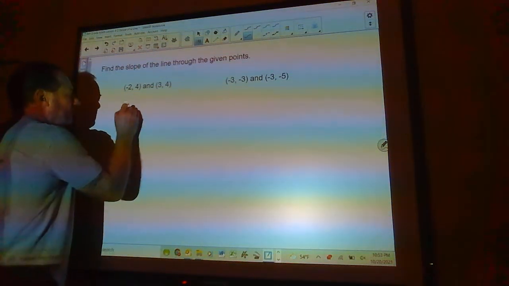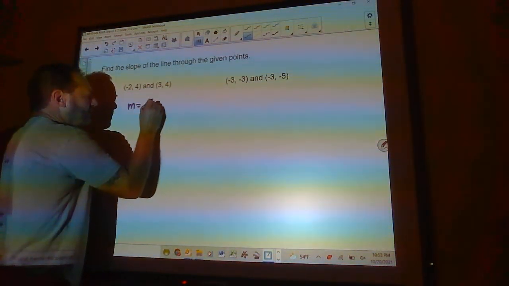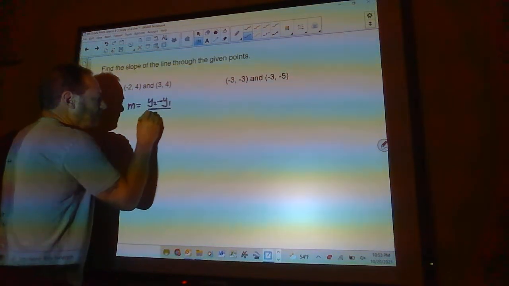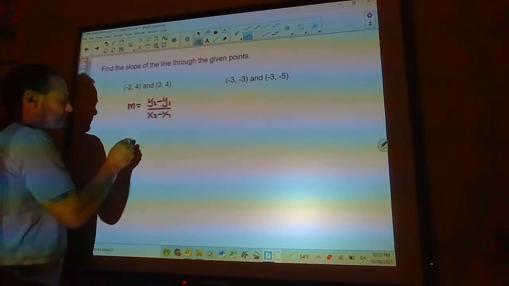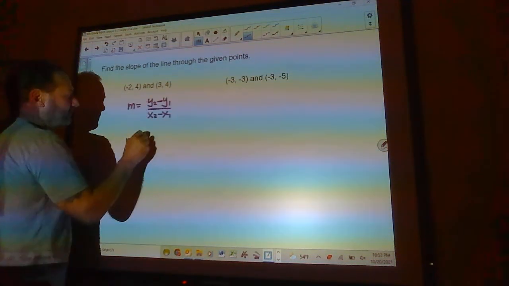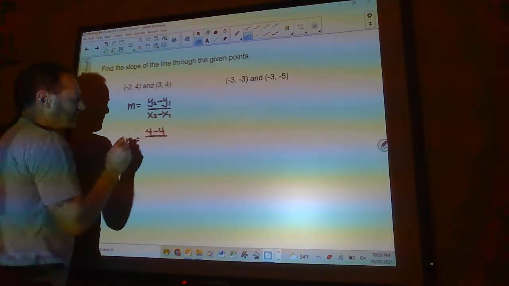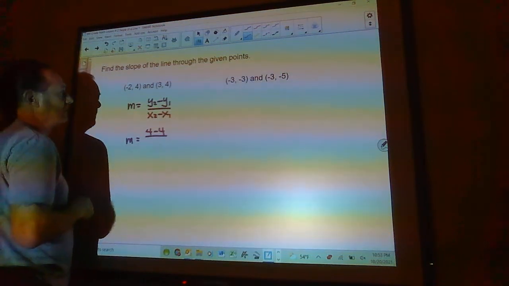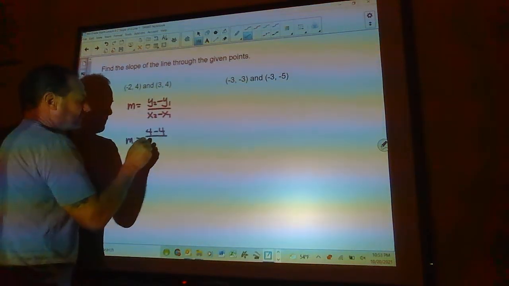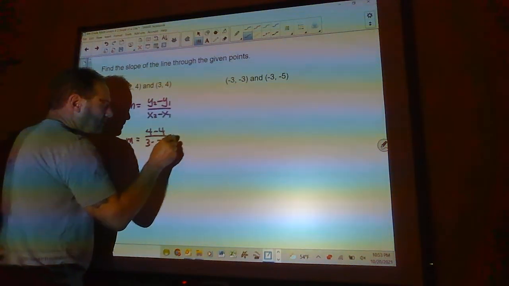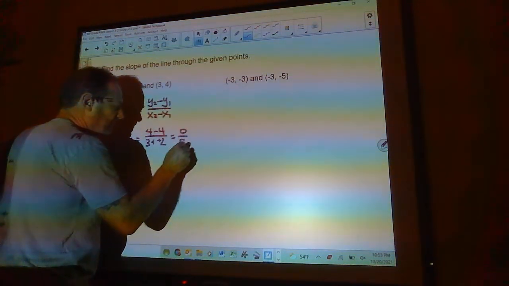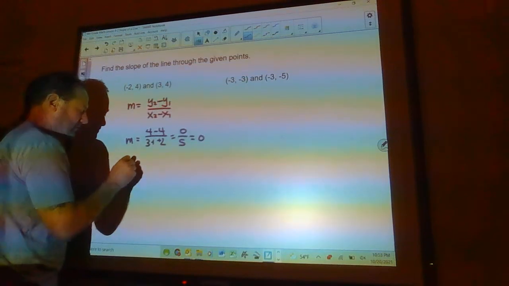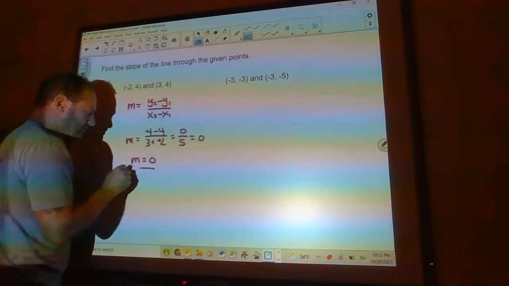Okay, this one here, slope is y2 minus y1 over x2 minus x1. So my slope is going to be 4 minus 4. That should be a tip off right there. Okay, over 3 minus negative 2, which those are going to become plus. This is going to be 0 over 5, which is 0. So the slope is 0. That's a horizontal line.